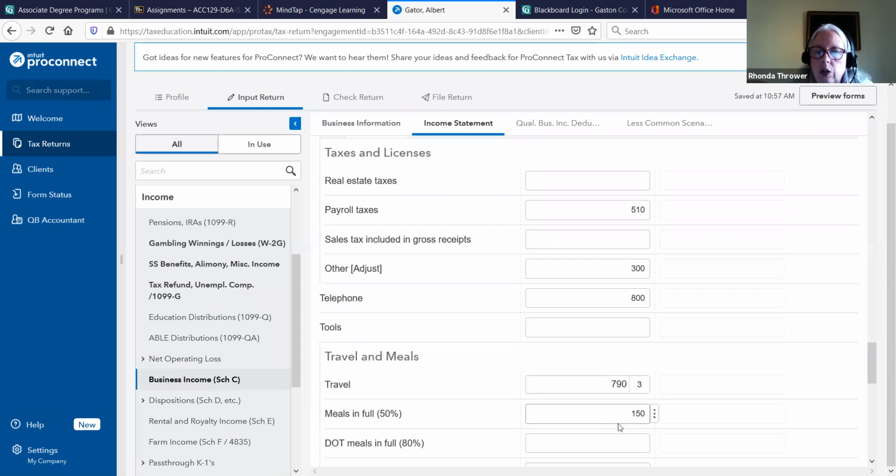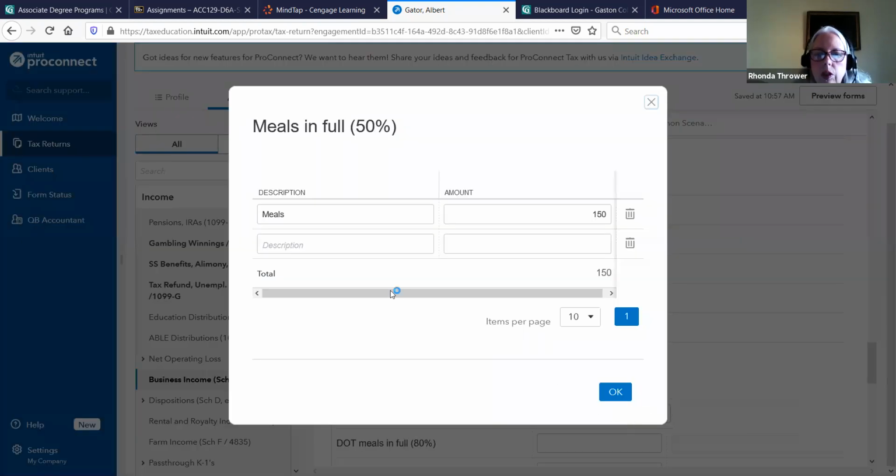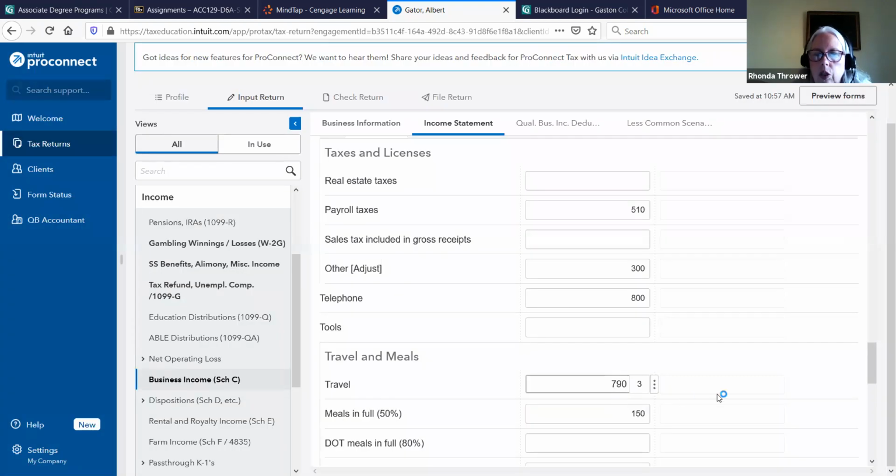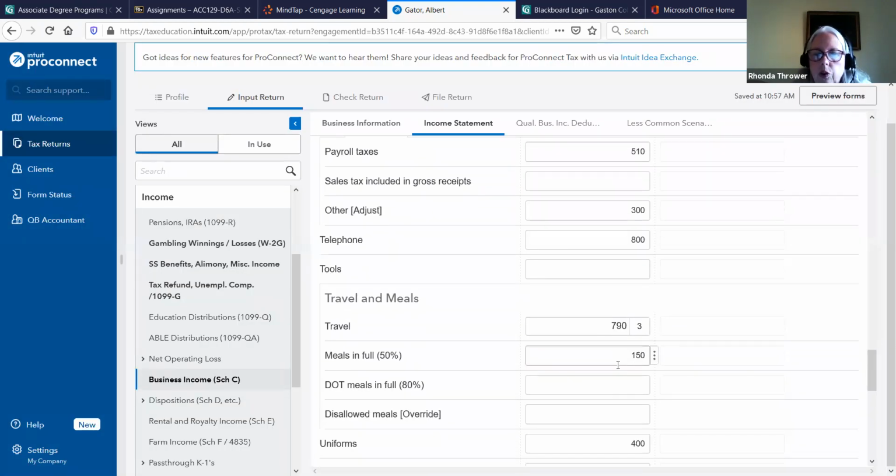The full meals were $150, and then ProConnect will take 50% for you. You don't have to enter that as 50%. Now there's a plus sign beside of this one too, where you can enter this information. And I recorded as meals, and $150 was the amount. And so this is where your meals would go.